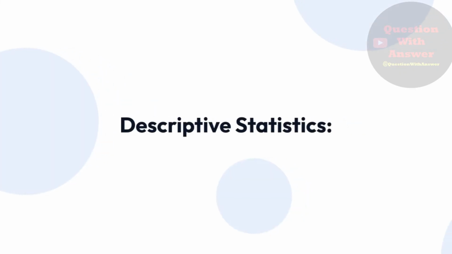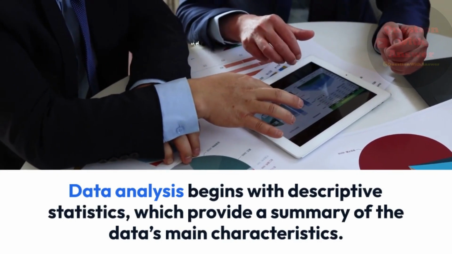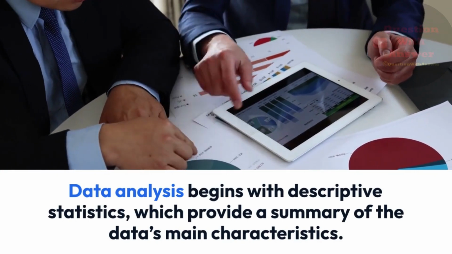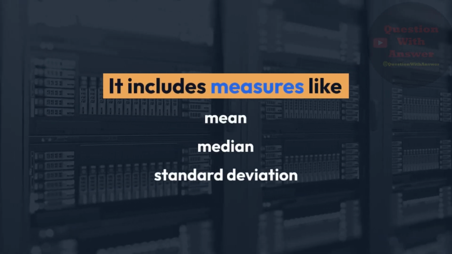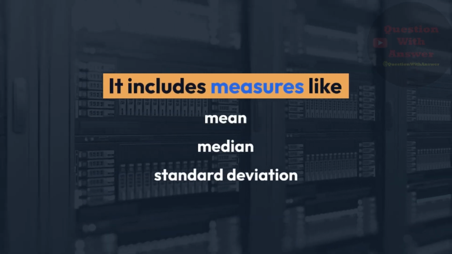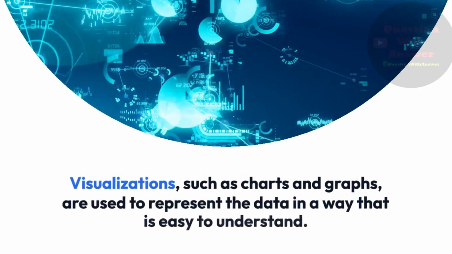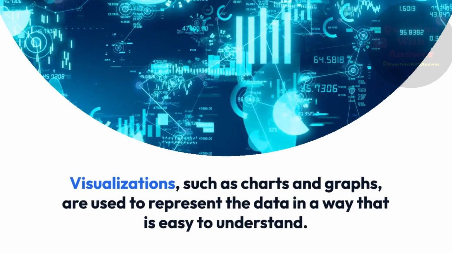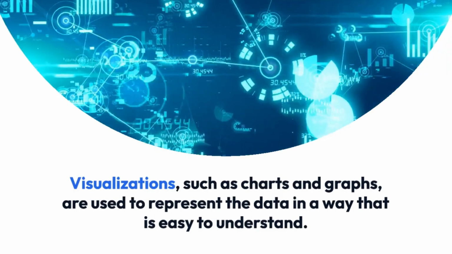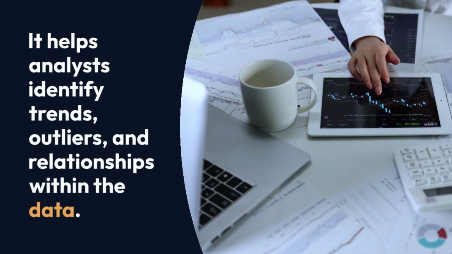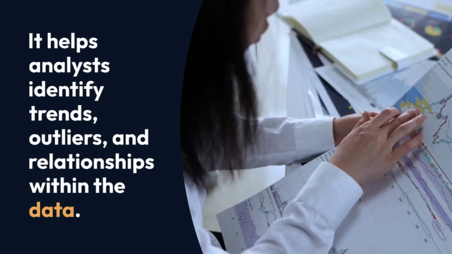Descriptive statistics. Data analysis begins with descriptive statistics, which provide a summary of the data's main characteristics. It includes measures like mean, median, and standard deviation. Data visualization. Visualizations, such as charts and graphs, are used to represent the data in a way that is easy to understand. It helps analysts identify trends, outliers, and relationships within the data.